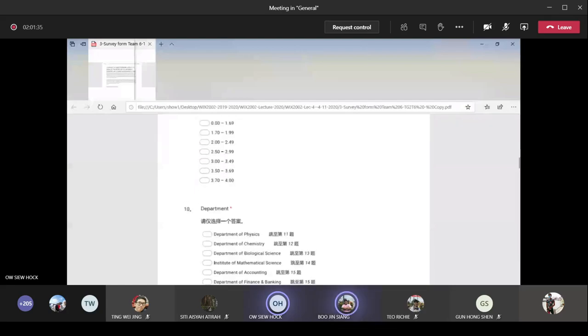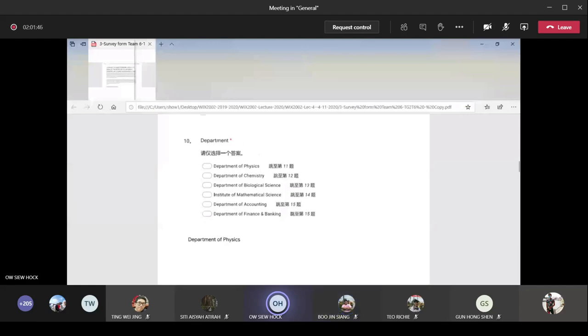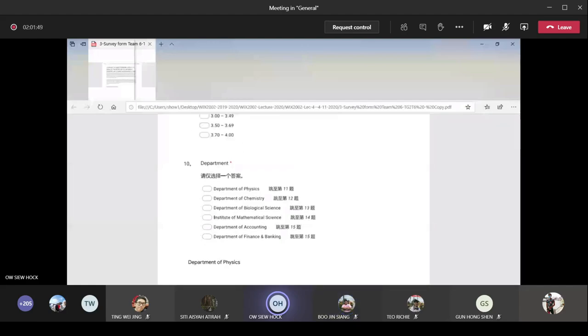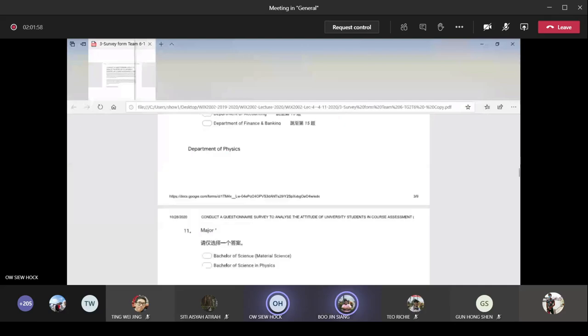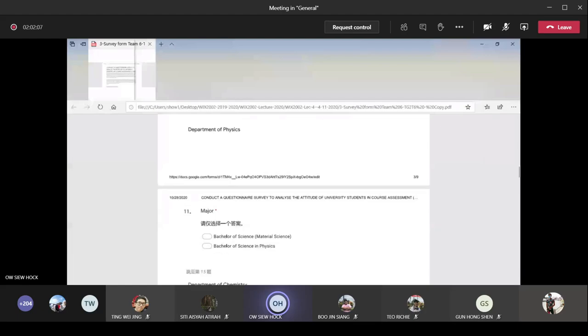You understand? Okay, yeah? So next, you have the department. Because this Chinese character is quite messy, I don't quite understand now. So department, and then you say Department of Physics, and then you jump to question number 11. If I convert to English, it means after Department of Physics, then you jump to question 11. So what is question 11? Question 11 is the major. So that means after that, you ask the person to proceed to question 11.